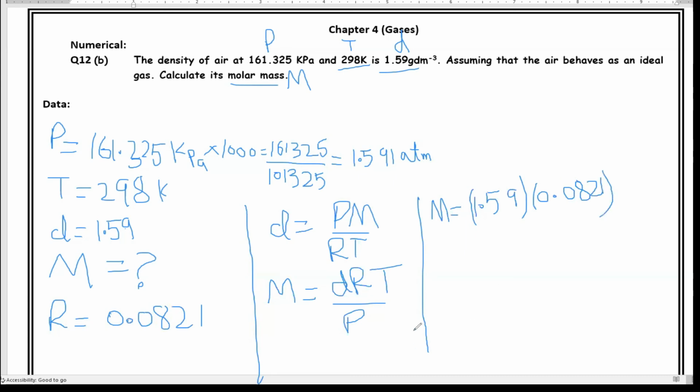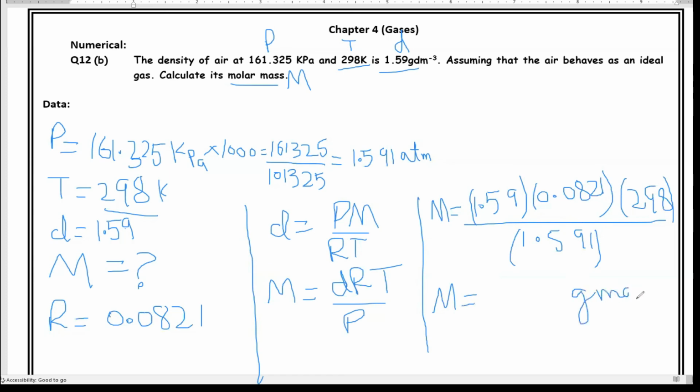The value of R is given to you. Then temperature is given in the question, that is 298 kelvins. So multiply with 298 as well in kelvins, then dividing with the value of pressure. Pressure value is given to you, 1.591. So after solution, your answer comes out to be the molar mass in grams per mole, units for molar mass, 24.4 grams per dm. So this is your final answer for molar mass.